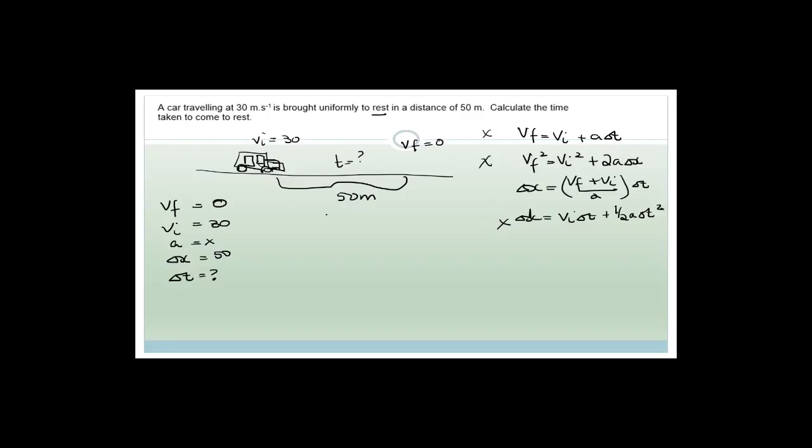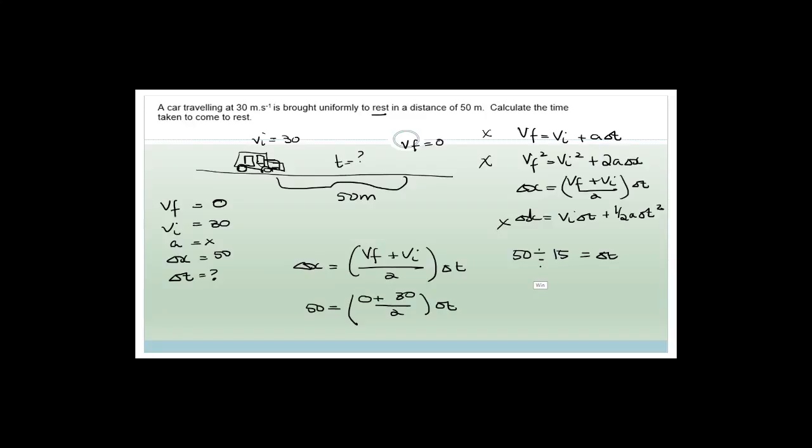So let's look at this equation. We've got delta X is equal to VF plus VI over 2 delta T. Do we have the final velocity? Yes. Do we have the initial velocity? Yes. Do we have the change in time? No, it's what we want. Do we have delta X? Yes. Excellent. So we can solve this. We can go 50 is equal to the final velocity is zero plus the initial velocity is 30 over 2 times our delta T. So therefore, we've got 50 divided by 15 is equal to delta T.